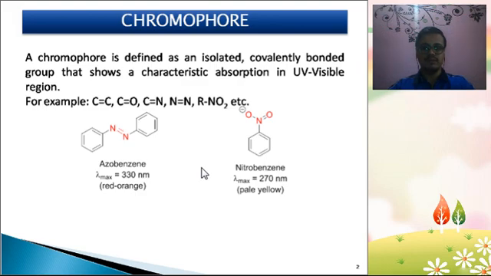A chromophore is defined as an isolated covalently bonded group that shows a characteristic absorption in the UV visible region. So basically, a chromophore is an atom or a group of atoms present in an organic molecule that is responsible for imparting color to the particular compound. For example, azobenzene is an organic compound which has red-orange color due to the presence of the chromophore azo group. Similarly, nitrobenzene is another organic compound which is pale yellow in color due to the presence of the chromophore nitro group.